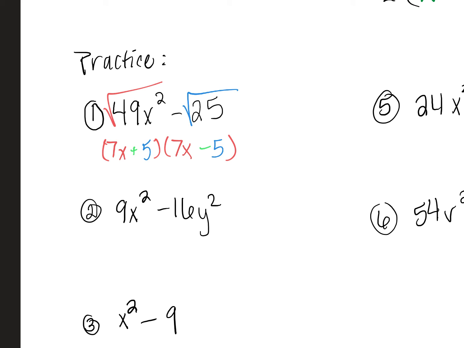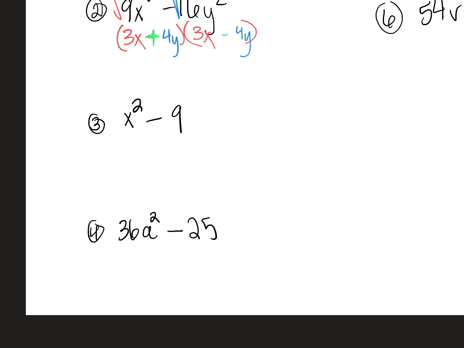Alright, let's move on to number 2. Alright, square root, so 3x, square root, 4y, plus, minus. Again, it doesn't matter what order you put. You could do minus plus if you really want to. Doesn't matter.